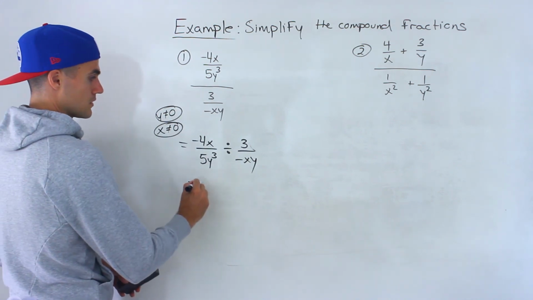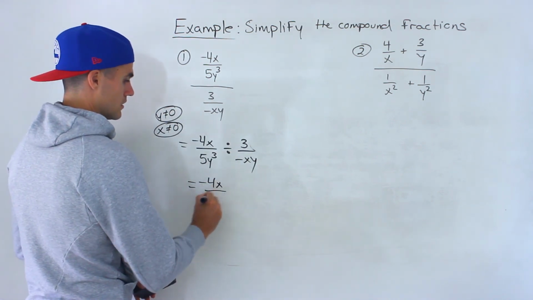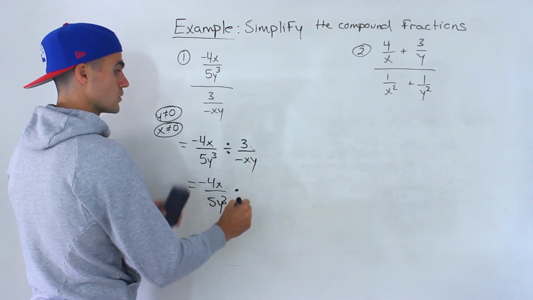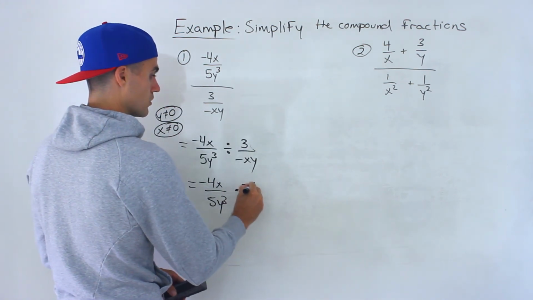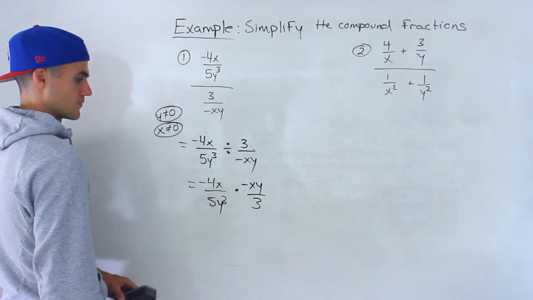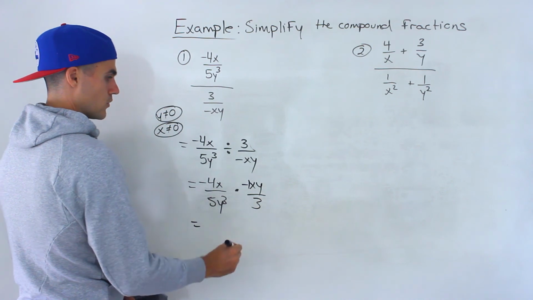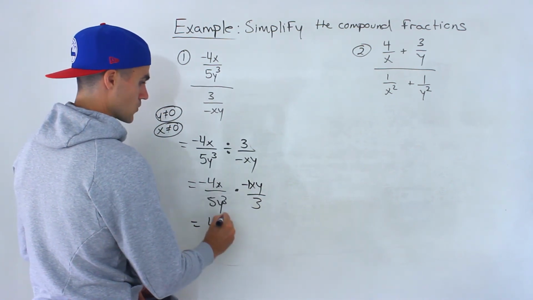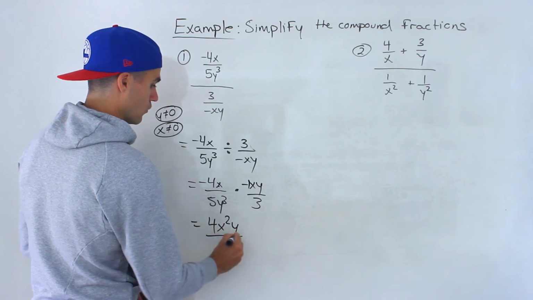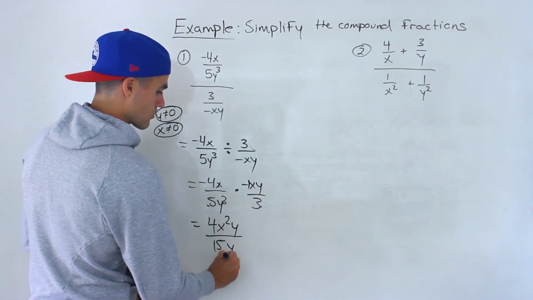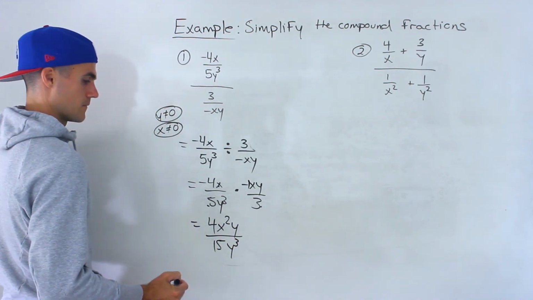Then from here, we can just simplify it. Dividing by a fraction means we multiply by the reciprocal of that fraction. Notice there's a negative 1 in front. Negative 4 times negative 1 is 4. x times x is x squared, then we have the y, over 3 times 5 is 15, then we have y to the 3, like that.